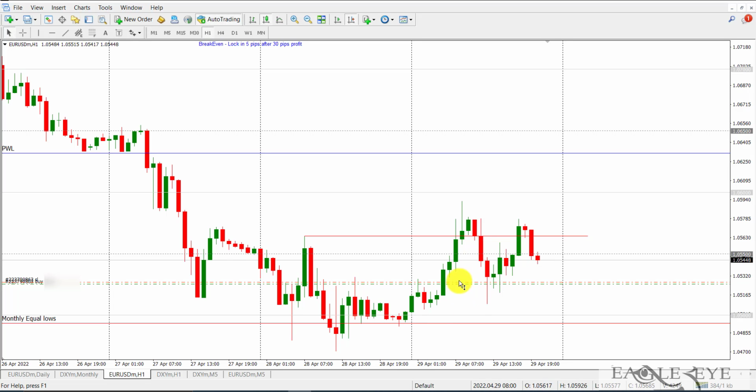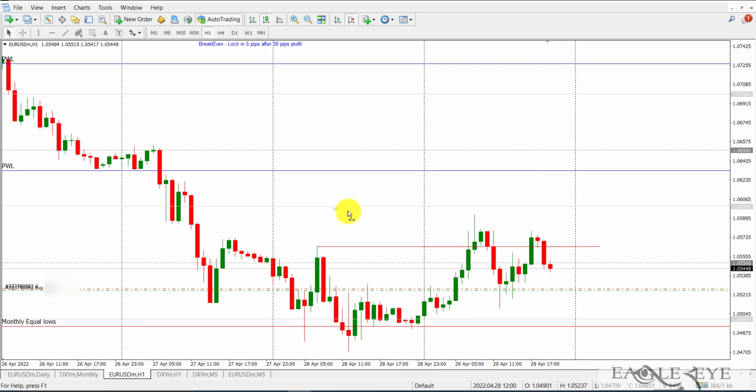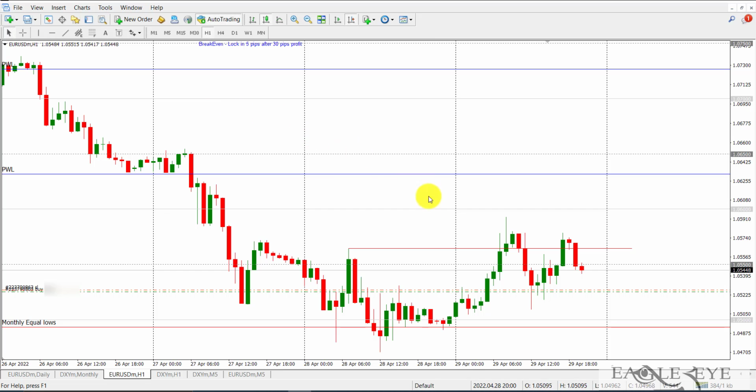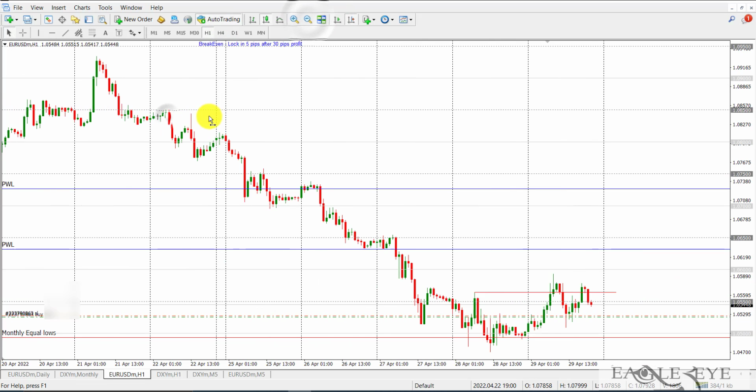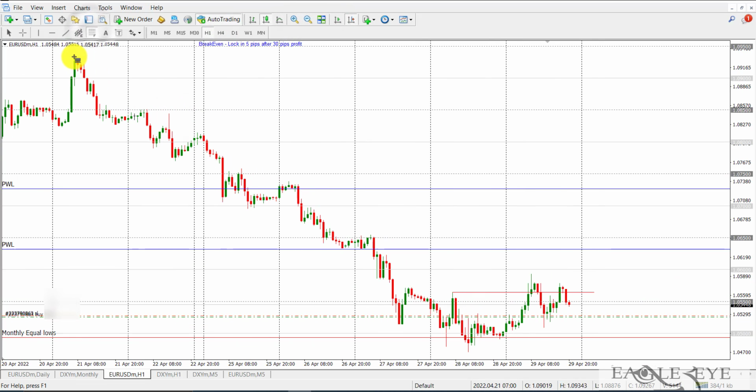Now what I'm expecting in the coming week is some kind of consolidation or some kind of retracement back into this range. Okay, looking at this high.